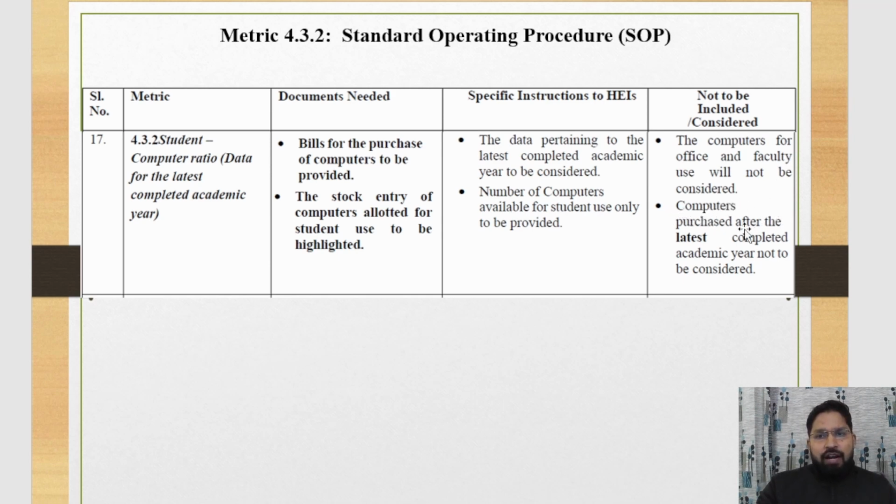Computers purchased after the latest completed academic year are not to be considered, meaning after the session has passed, from 1st June to 31st May. If a computer is purchased during that session, then it counts for that particular session. If you purchase a computer after 31st May, then that computer counts for the next session. Okay.